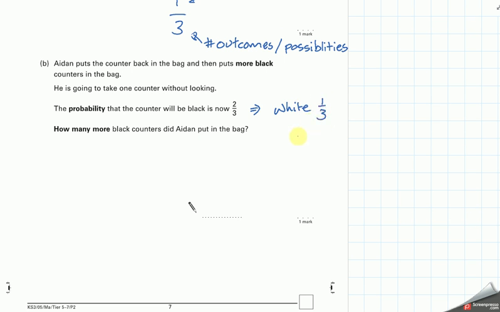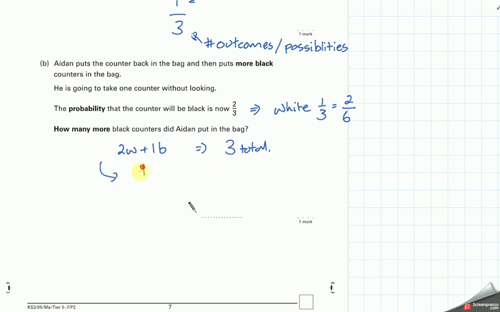Now, 1/3 of those, we know 2 of them. There are 2 of them in the bag. How many counters do I need altogether? 6 to make the fractions equivalent. So now we have a look back. How many more black counters did he put in? Well, we had 2 white and 1 black, and that gives you 3 total. How many more counters do I need to put in to give me 6 total?